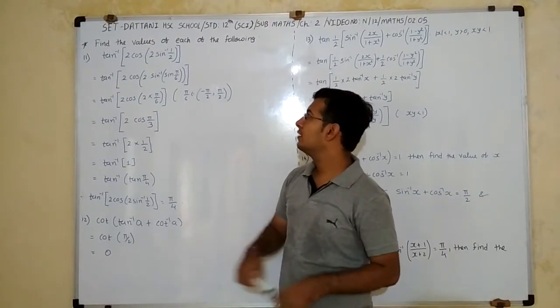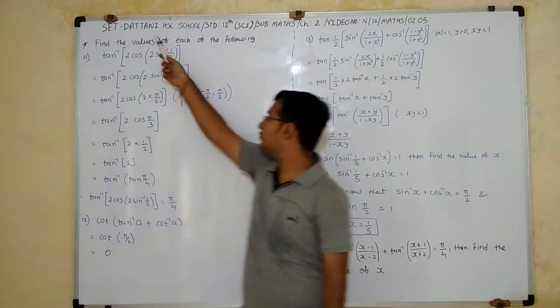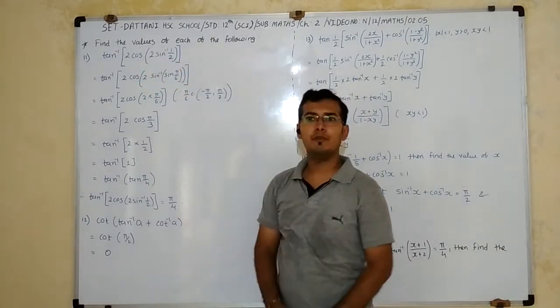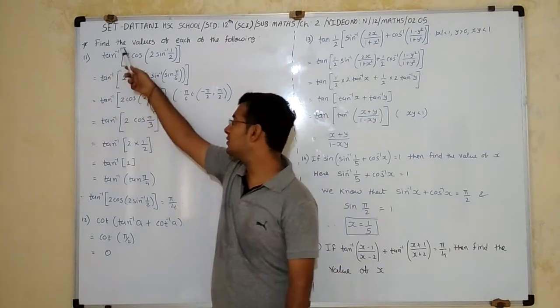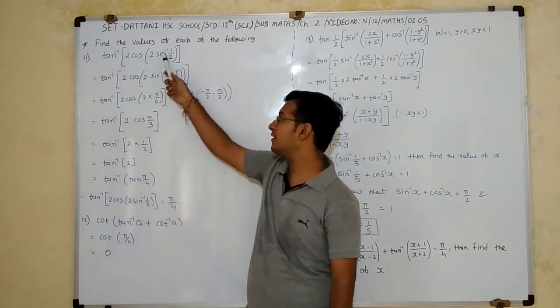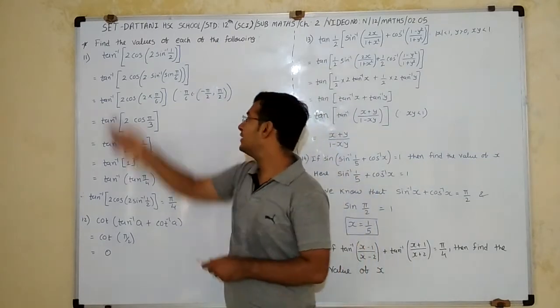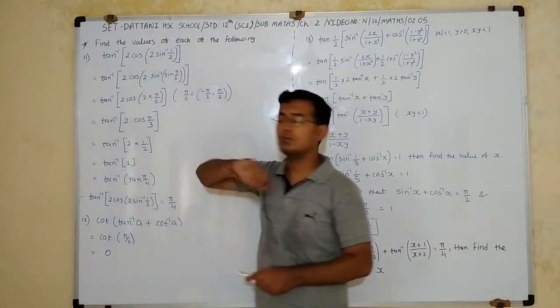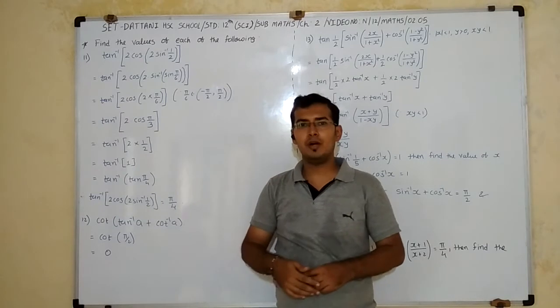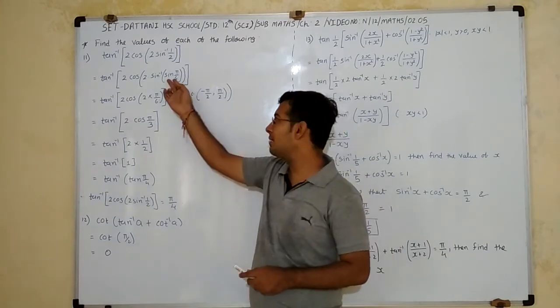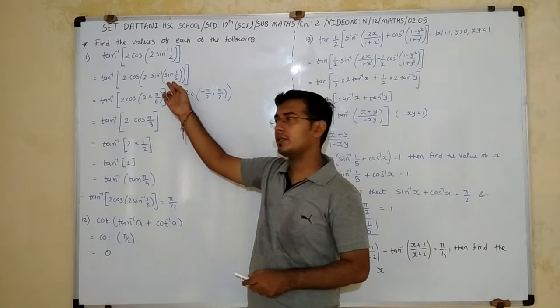Question number 11. In this sum, we have to find the value of each of the following. The question is tan inverse of (2 cos(2 sin inverse 1/2)). First of all, we know that sin inverse 1/2. We take 1/2 as sin pi by 6, so I just put here sin pi by 6.